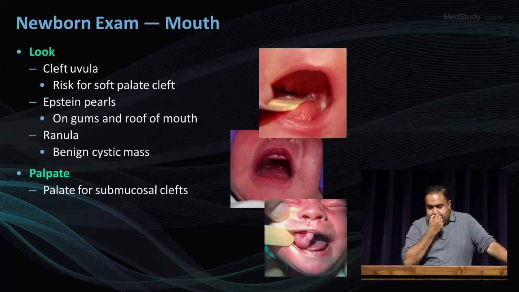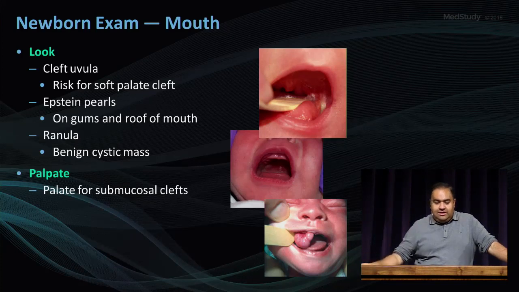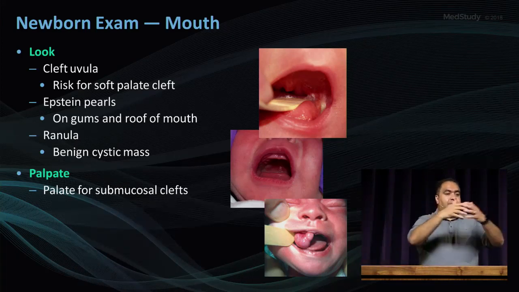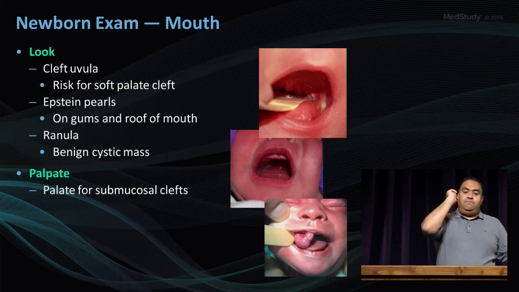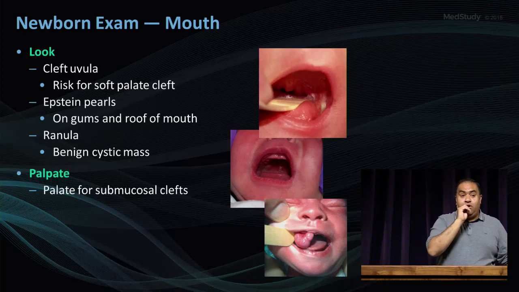Mouth exam, you want to look for cleft palate or look at the uvula and see if it's a bifid uvula. But you want to take a look at the hard palate, make sure that it's all come together. And I'd always run your finger to the posterior portion and look at the soft palate, because sometimes you can have a normal hard palate, but you can have a clefting of the soft palate.